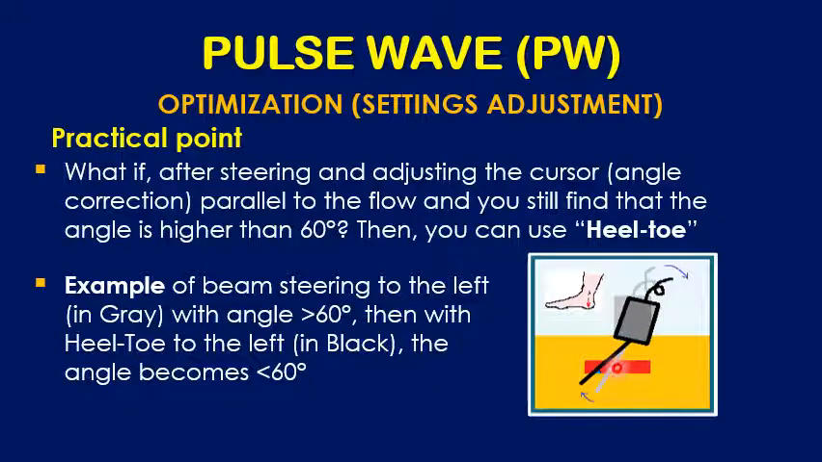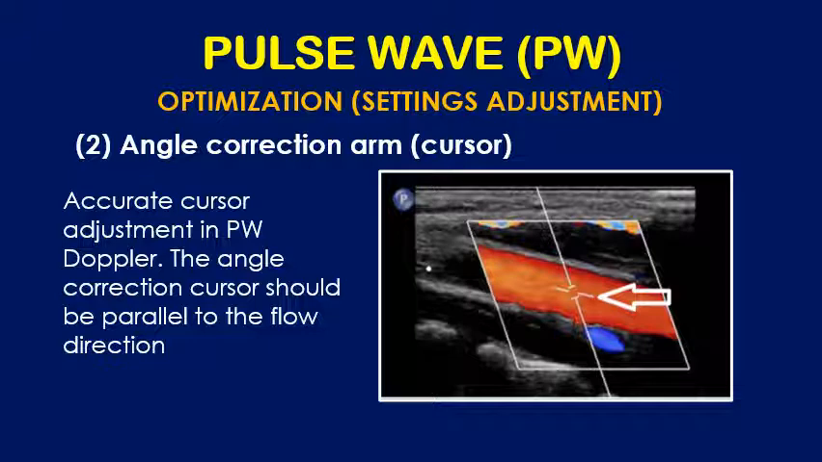example here. Okay, but if I do the heel toe, like for example here, I'm pressing over the heel, what happened? The angle gets 60 or less than 60 probably by just simply rocking the transducer so that you get the angle still less than 60 and the angle correction arm parallel to the vessel. This is so vital to get an accurate measurement of the velocity. Here is an example of the cursor line adjusted parallel to the flow, which is parallel to the vessel.